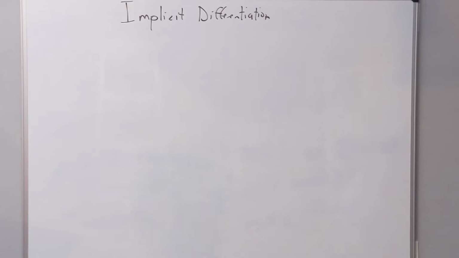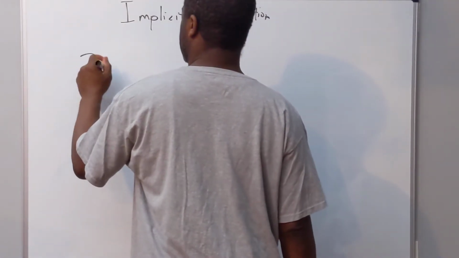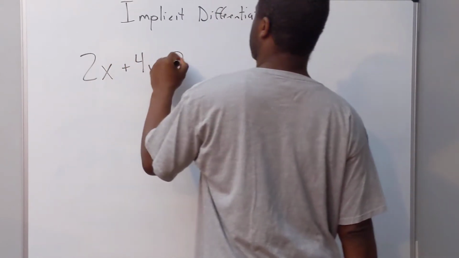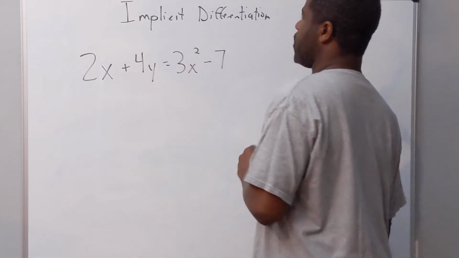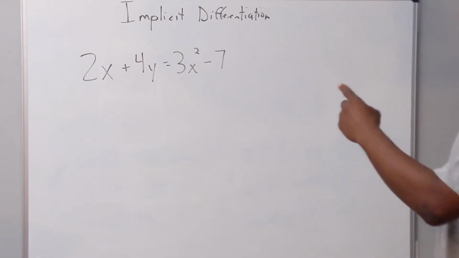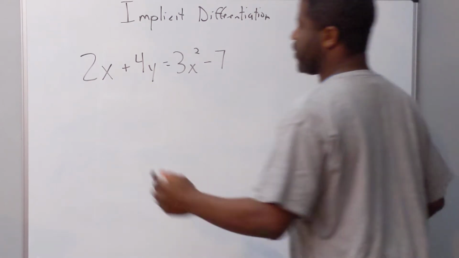Okay, here we're going to do a problem with implicit differentiation. It's called implicit differentiation because y is not clearly defined. All right. So let's give you an example. Okay. So now we take the derivative of every term on both sides of the equation or the expression.